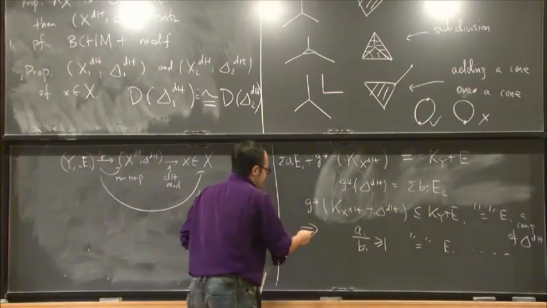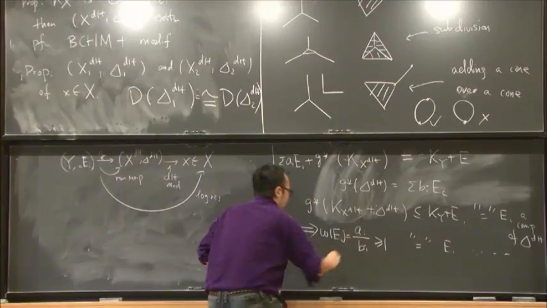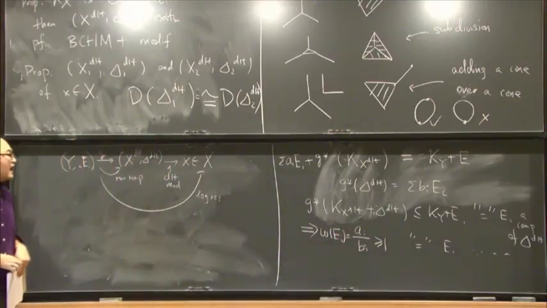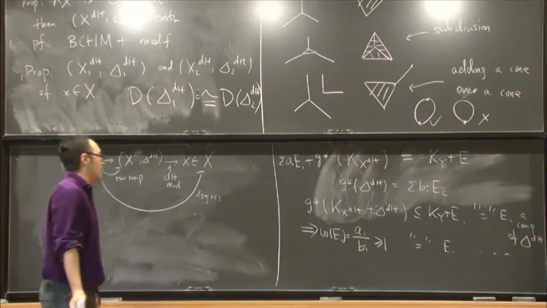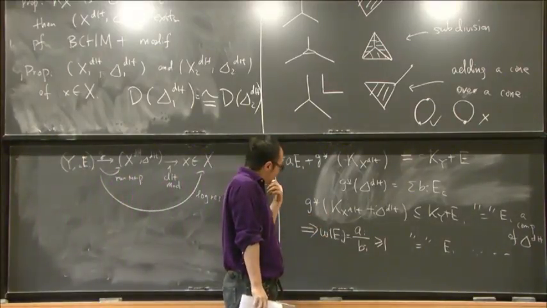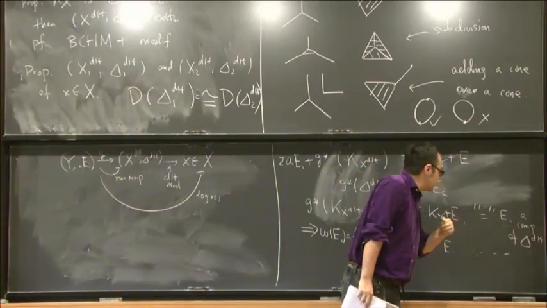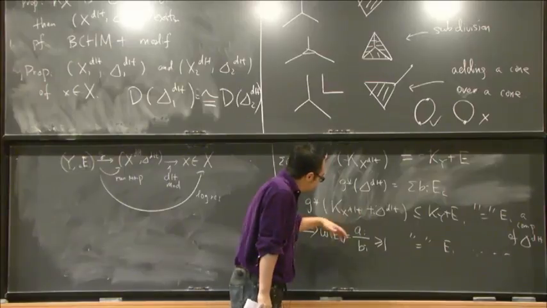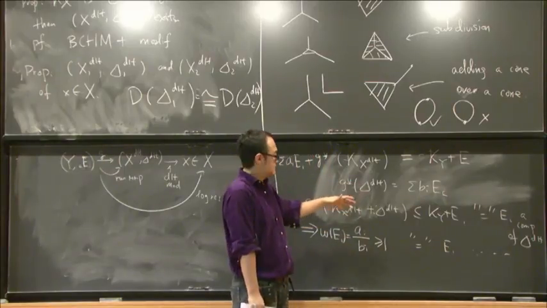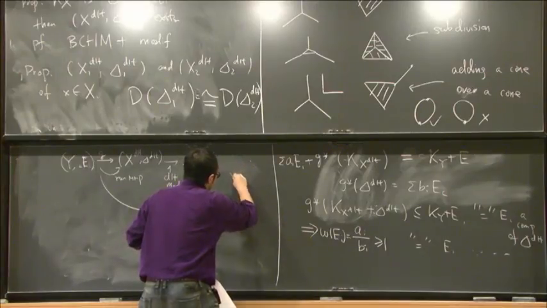So I define this as a weight function of the Ei. So now I have a weight function which is defined on these divisors, which only takes the value 1 on the divisors appearing in the DLT modification, and takes values larger than 1 for others. So if I draw a picture, for instance, I have some complex.